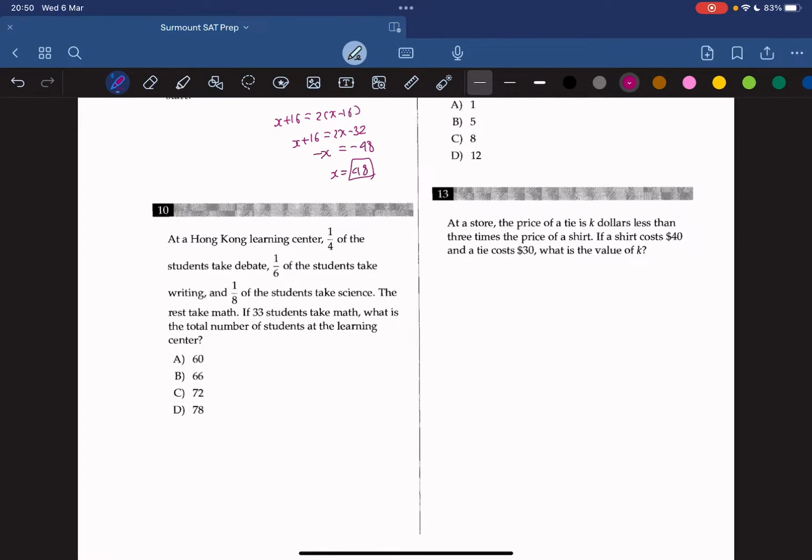At a Hong Kong Learning Center, 1/4 of the students take debate, 1/6 of the students take writing, and 1/8 take science. The rest take math. If 33 students take math, what is the total number of students at the Learning Center? So we know that the fraction of the students who take math is 1, which is the total number of students, minus 1/4, minus 1/6, minus 1/8, which will give us 11/24. And we let x be the total number of students, so 11/24 times x is equal to 33. And now we solve for x, which is 72.